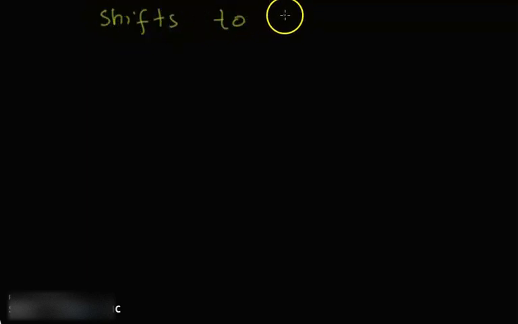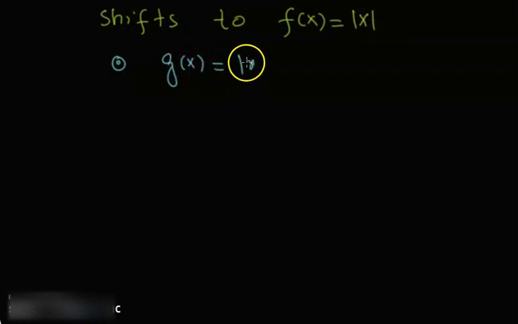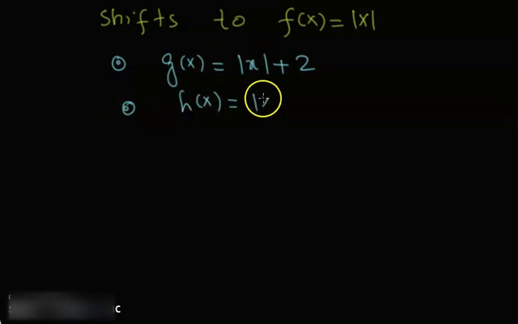So let's apply rigid transformations, shifts, to the absolute function, which is f of x equals absolute of x. If you're adding something to this absolute of x, then it will be moved upward. And if you are subtracting something from it, then it will be moved downward. So that's not a big deal.